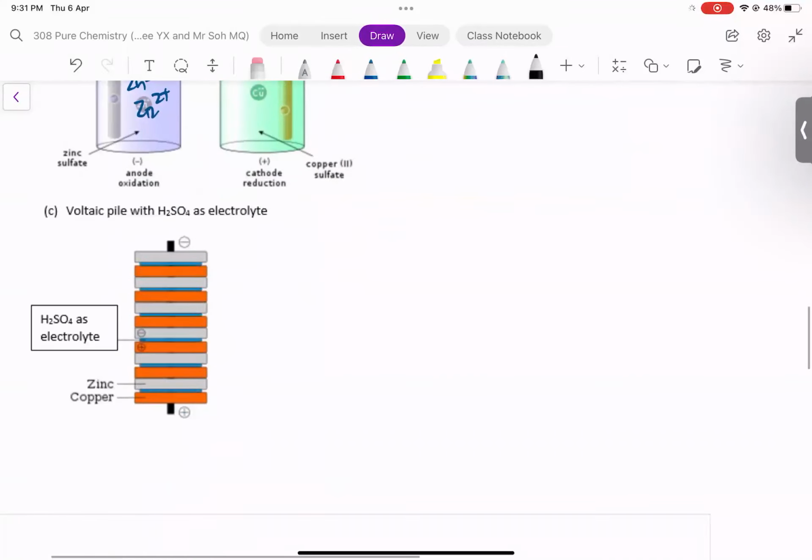Now, part C is a voltaic pile. Wow, again, another complicated word, right? But if you think about it carefully, isn't it just zinc and copper again? It's literally the same thing, right? Zinc, copper, two different metals with different reactivities with sulfuric acid in the middle. So anode, zinc again. Zinc is more reactive, so it loses electrons.